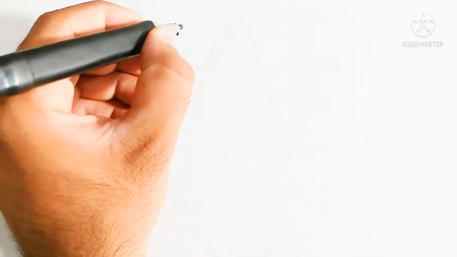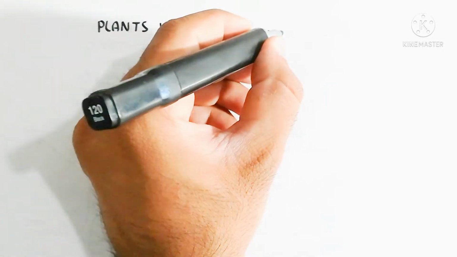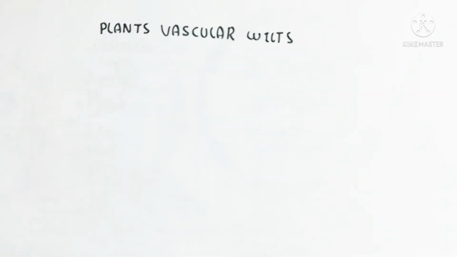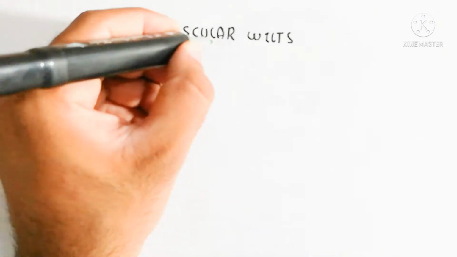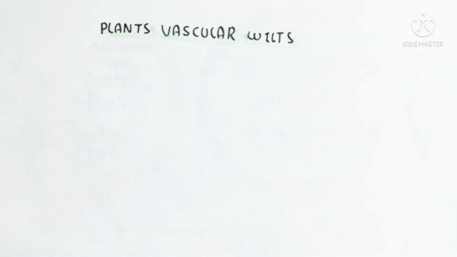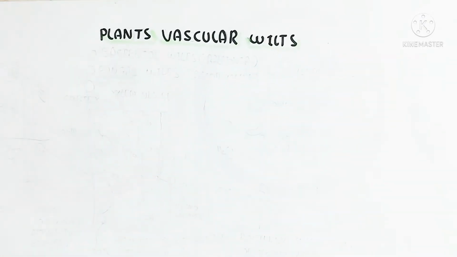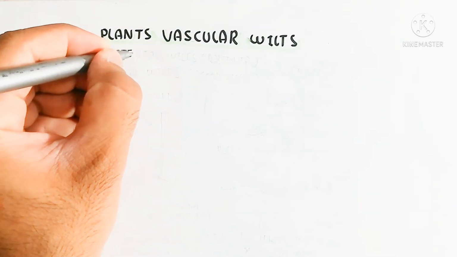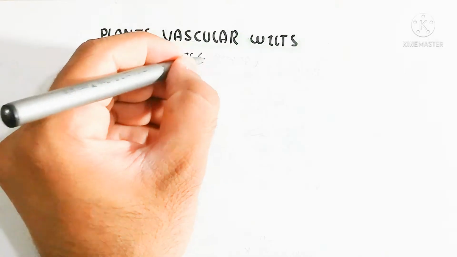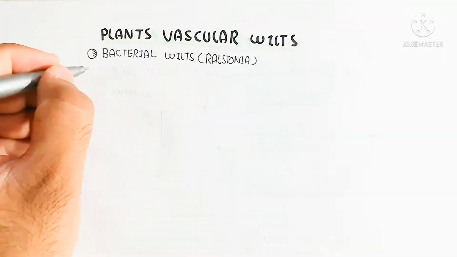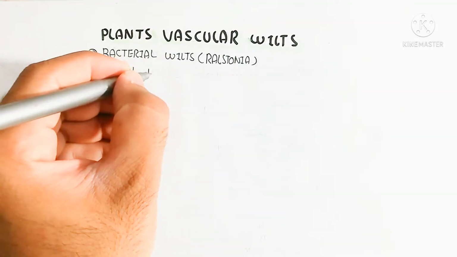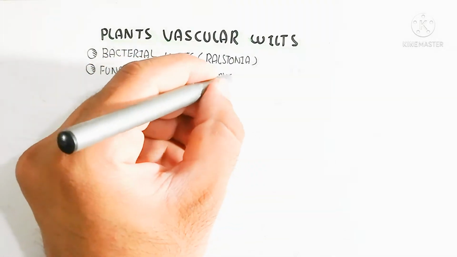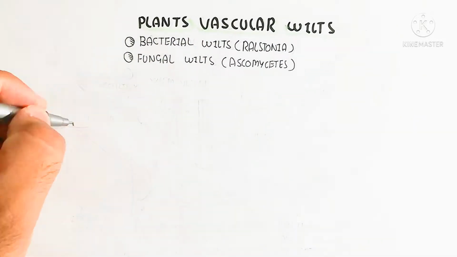Hello, in this video we will discuss plant vascular wilts. So what are plant vascular wilts? They are bacterial and fungal infections that we will discuss: the bacterial wilts and the fungal wilts. The bacterial wilts involve Ralstonia bacterial species, and ascomycetes are involved in the case of fungi.